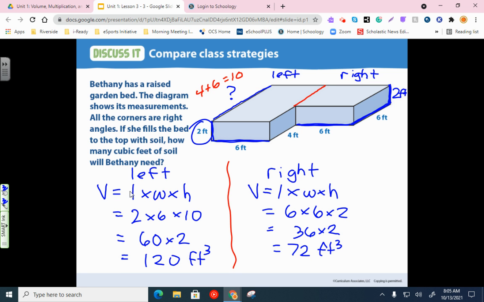All right. We're not done though, because there is a last step to find the total volume of this whole figure.